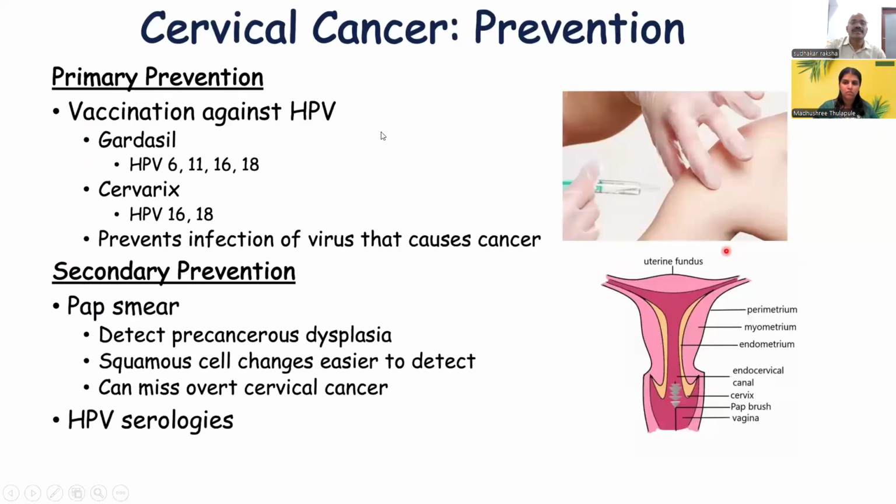So how to prevent? Prevention of cervical carcinoma: primary prevention is by giving the vaccine, the human papilloma virus, HPV vaccine.